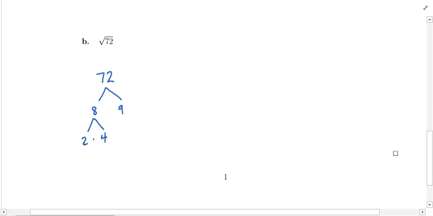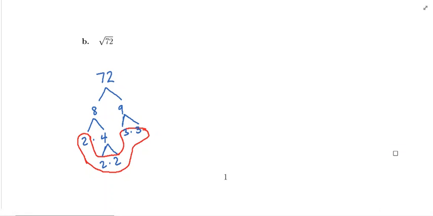8 breaks down into 2 times 4. The 2 doesn't break down any further, but the 4 breaks down into 2 times 2, and then the 9 breaks down into 3 times 3. The 2's don't break down anymore, and the 3's don't break down anymore, and so we're done. We're going to go to the bottom of each branch and circle the numbers at the bottom of each branch. Now we can start rewriting the square root.